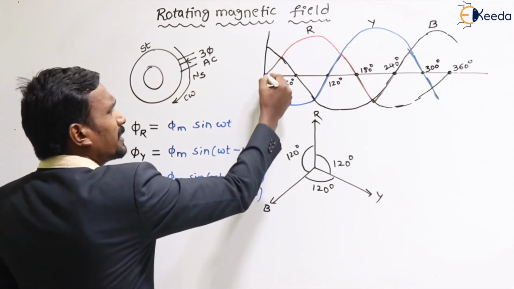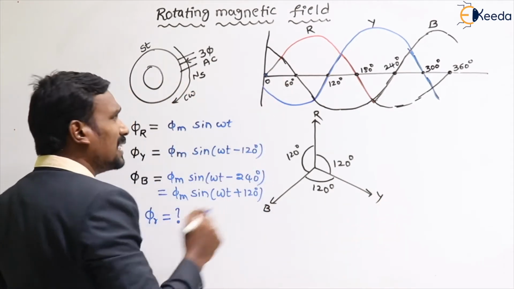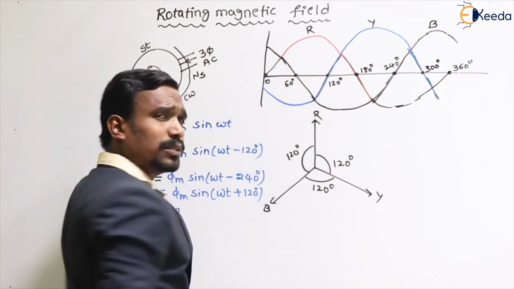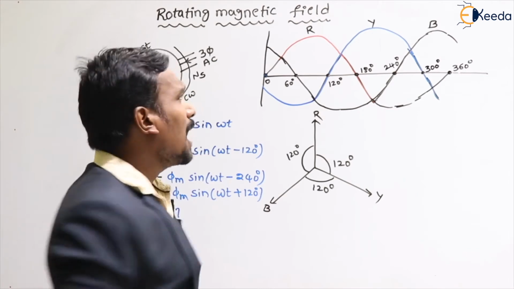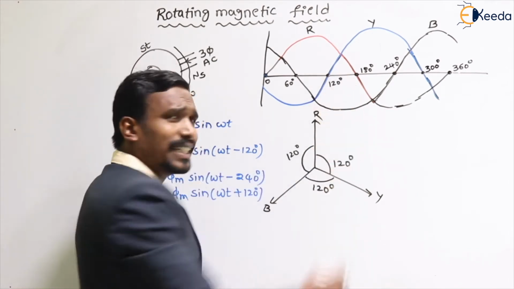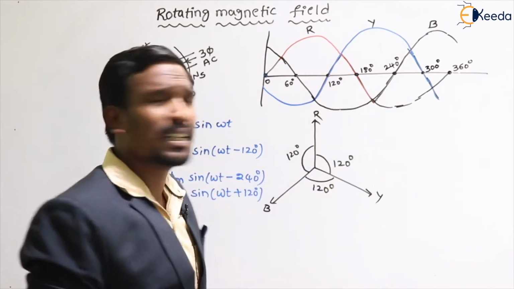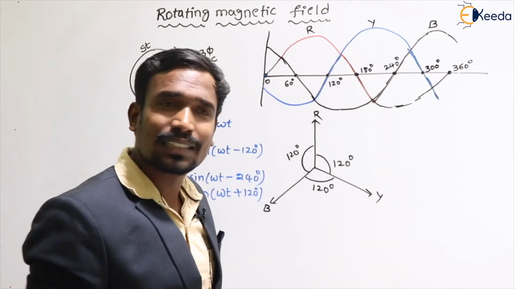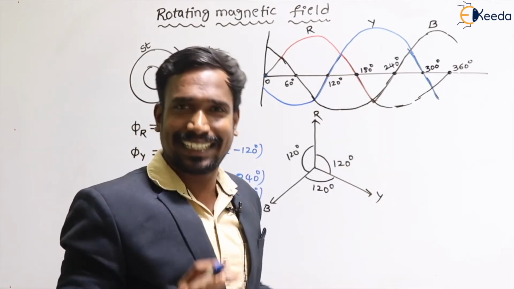At omega t equals 0 degrees, what is the resultant flux? At omega t equals 60 degrees, what is the resultant flux? At omega t equals 120 degrees, what is the resultant flux? At omega t equals 180 degrees, what is the resultant flux? Now I am going to calculate.